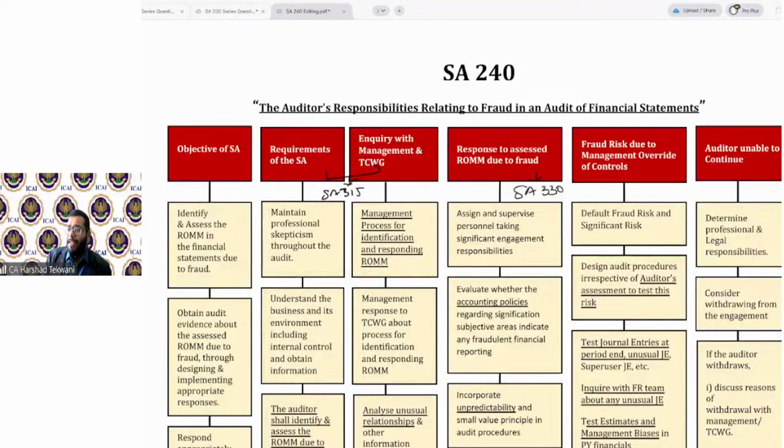So the question is, can management override the control? The answer is yes. Management is in a position to override the control. Let's say, for example, a particular journal entry requires approval from a manager. But what if the CFO asks one of his executives to post a journal entry? So they are in a position to influence and create an exception for themselves. So they can override the control through exceptions. Clear?